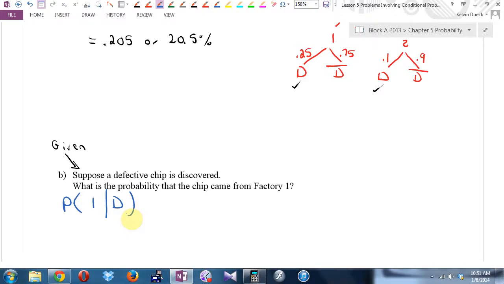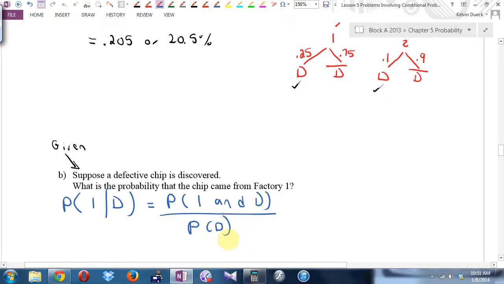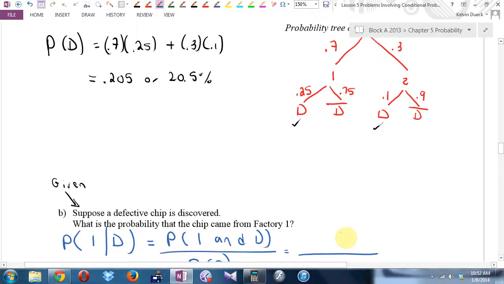Now you can go all fancy, but what this is going to be is both over the given one. That's how the formula works. It's both over the given one. Oh, and by the way, conveniently, I think we already know P of D. Didn't we just figure that out in part A? Isn't it 0.205? Oh, and conveniently, I think I can find 1 and D. That's just this branch here, is it not? Multiply down. Isn't it just going to be 0.7 times 0.25?